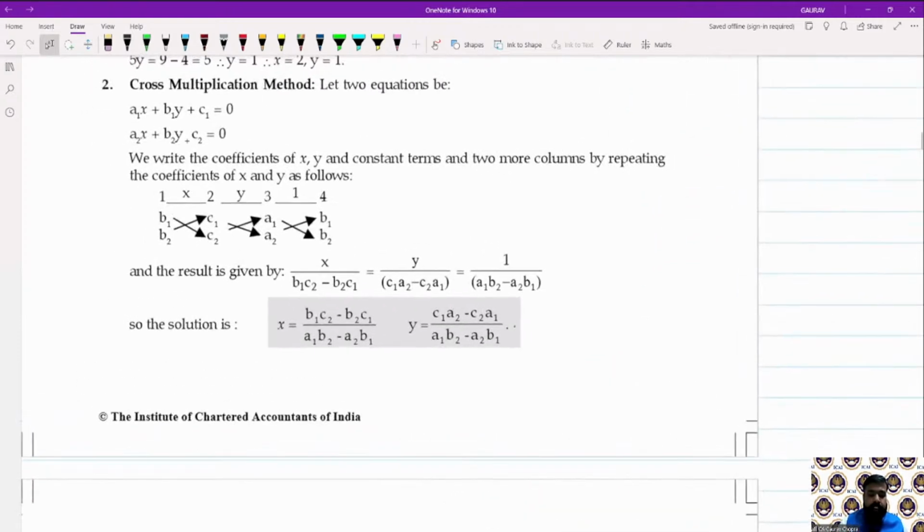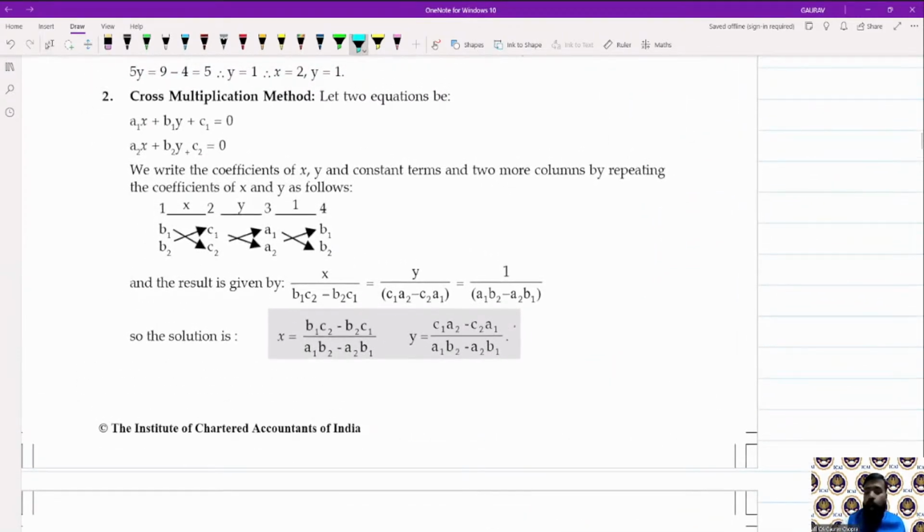Then comes the next method, which is known as the cross multiplication method. Sadhana Singh is asking where the substitution method is given in the book. See, it is not given in the book here, but I have explained it to you because we can do it in that manner also. So no need to worry. And all methods will give the same result.